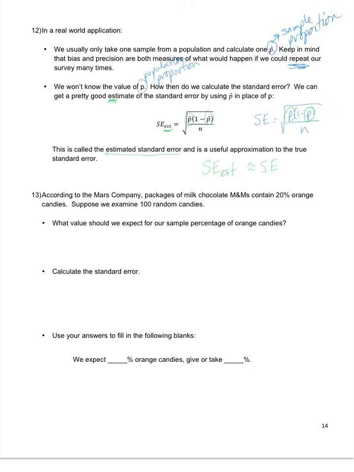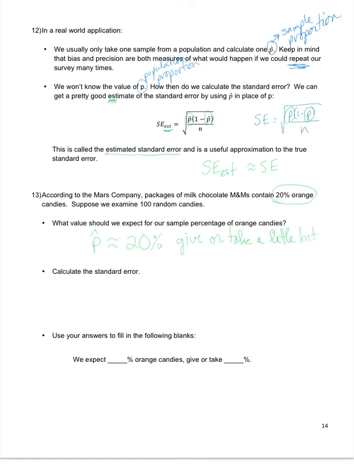All right, so 13, an example. According to the Mars Company, packages of milk chocolate M&Ms contain 20% orange candies. Let's suppose we examine 100 random candies. What value should we expect our sample percentage of orange candies to be? All right, so what do we expect p hat to be? Well, if we know that 20% of the population is orange, then we should expect that our sample percent should be close to 20% as well. So 20%, give or take a little bit. We probably won't get exactly 20%, but we probably won't be too far off either.